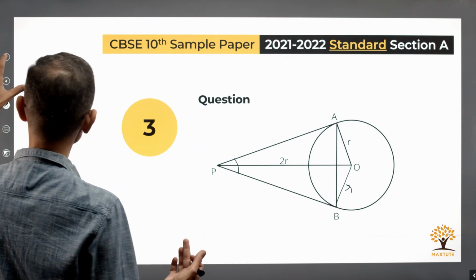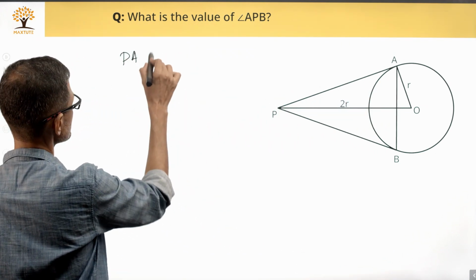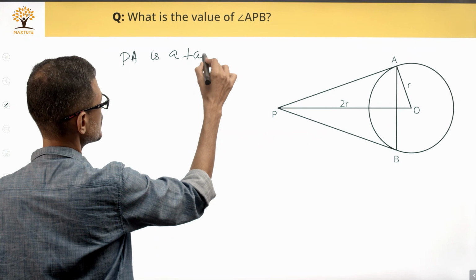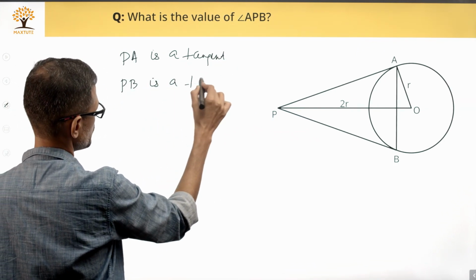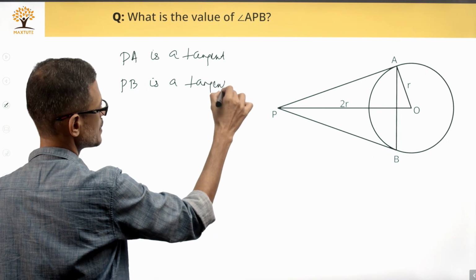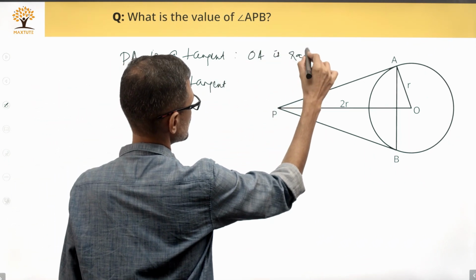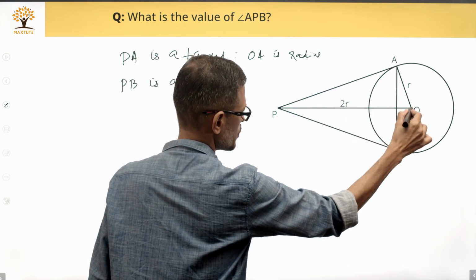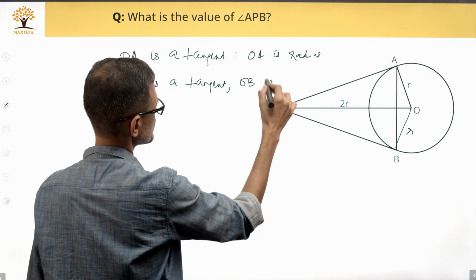So let's establish a few things. First, we know that PA is a tangent. PB is also a tangent, so both of these are tangents, and OA is a radius, so is OB.